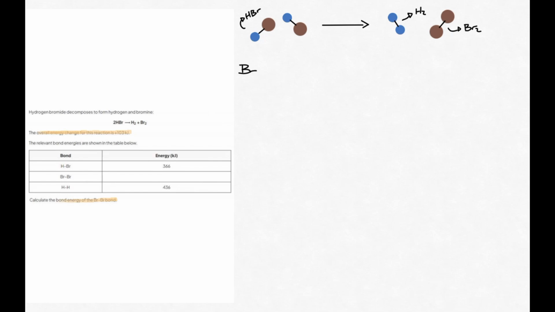So just like before, we're going to calculate the energy needed to break the bonds first. So here I can see that I'm going to break two hydrogen bromide bonds. That means I'm going to take the value at the top of the table, which is 366, and multiply it by 2. This will give me 732 kilojoules per mole of energy needed to break these two bonds.